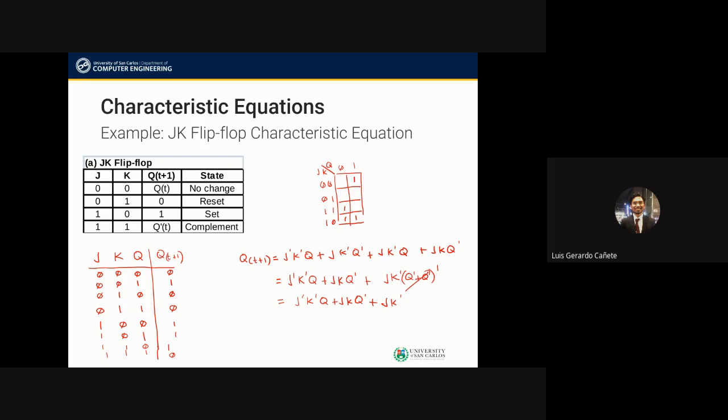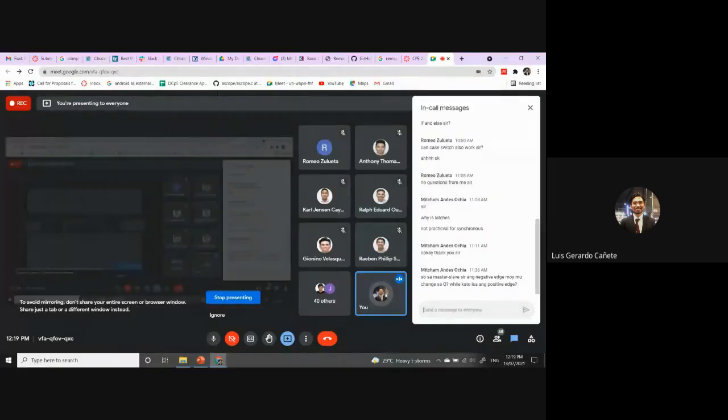I guess this is the logic function, but I believe that we can still further simplify this. I just can't see it. Anyone has an idea how to simplify this?